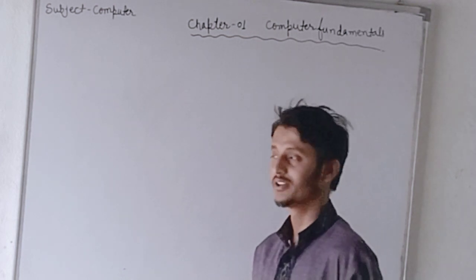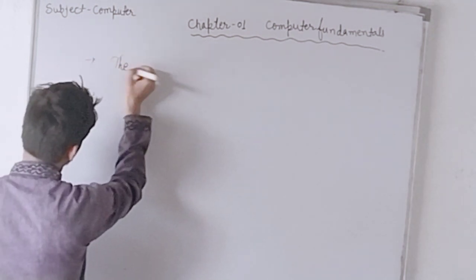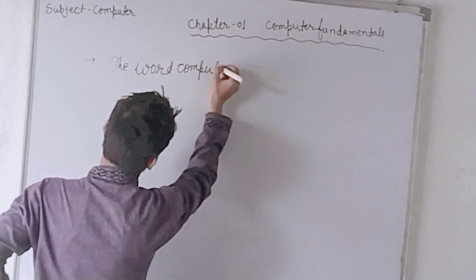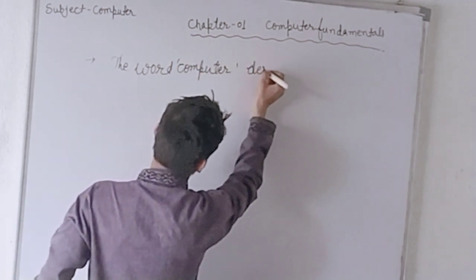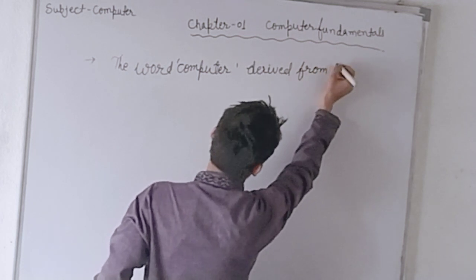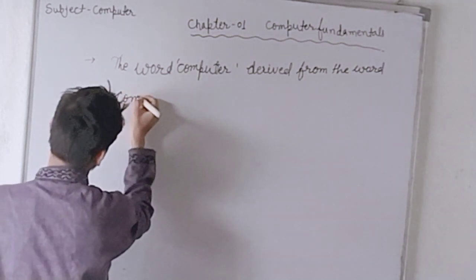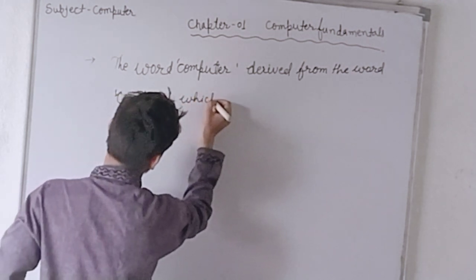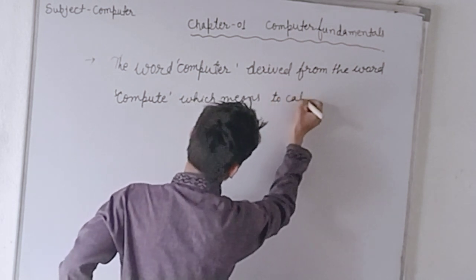So how do we write it? First we write the word computer. The word computer is derived from the word compute, which means to calculate.